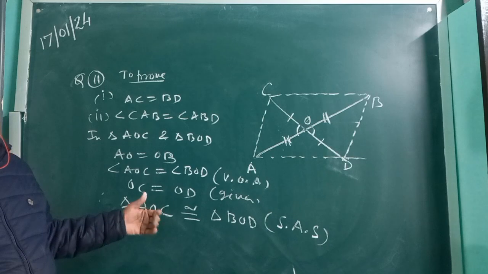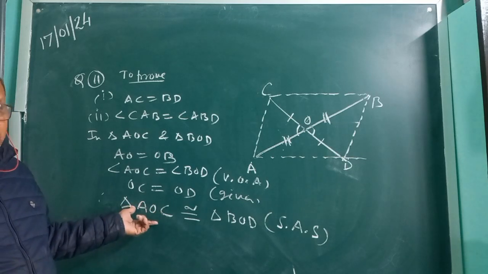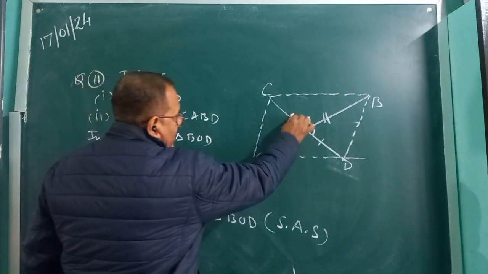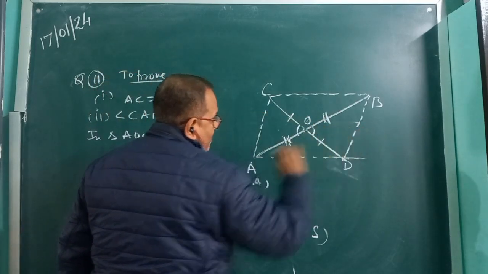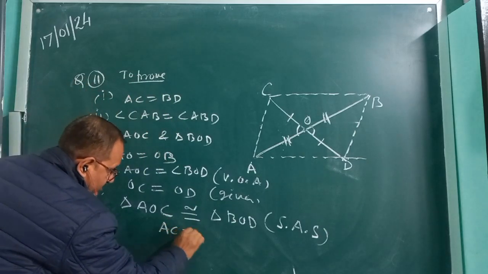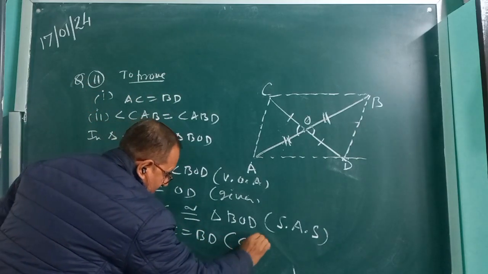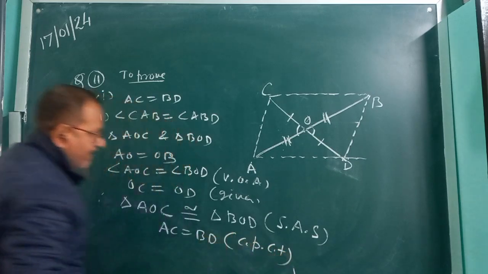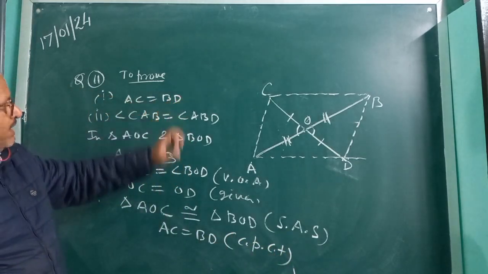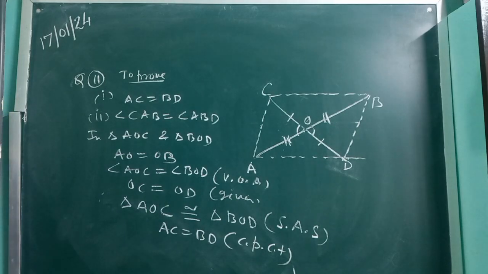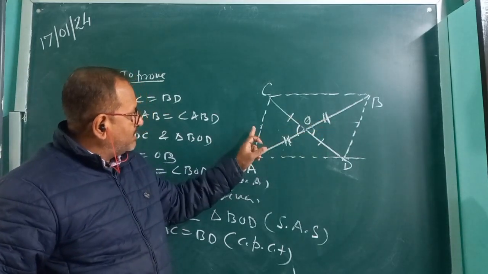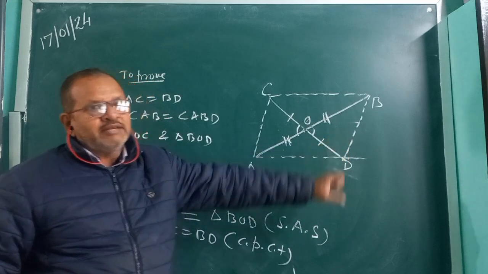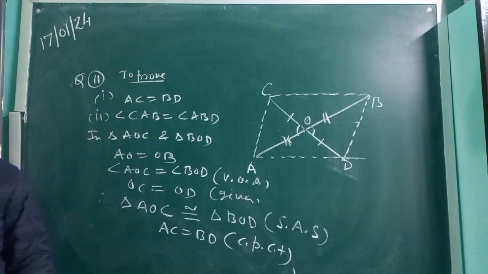Now we can write the corresponding parts equal. So already two sides are equal here. So the third side is what? Third side is AC. In the second triangle, BD. So AC is equal to BD, corresponding part of congruent triangles. So first part completed. AC is equal to BD because two sides are already equal in both the triangles, and the remaining third side is AC here and BD in the next triangle.